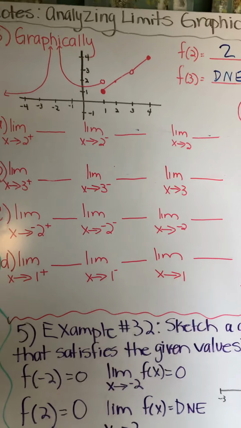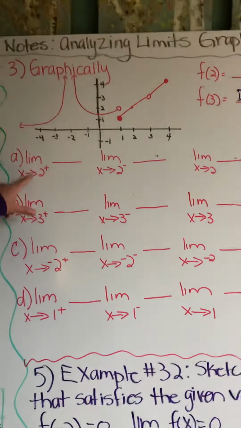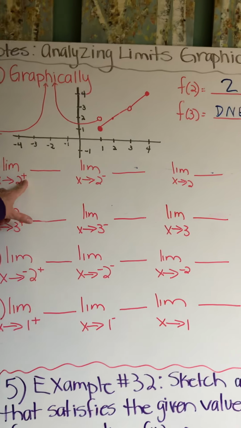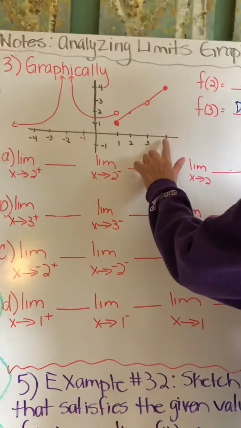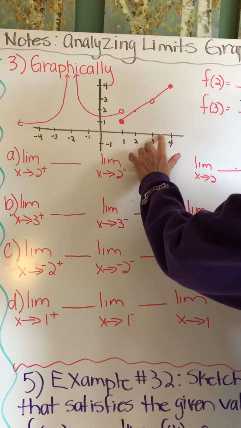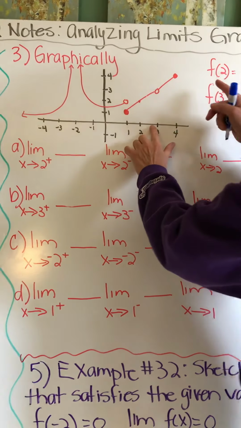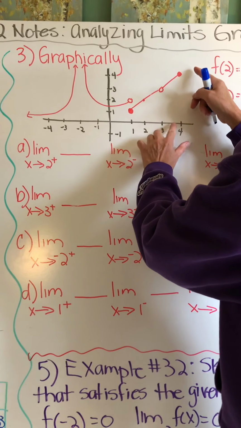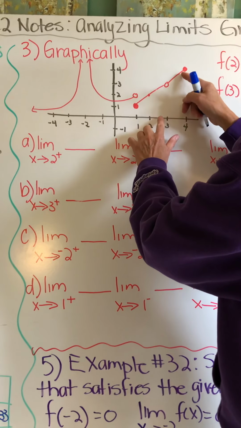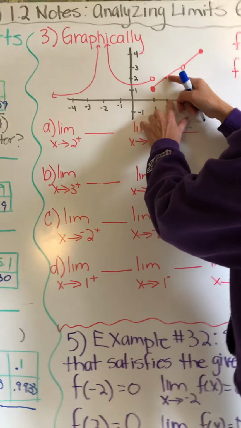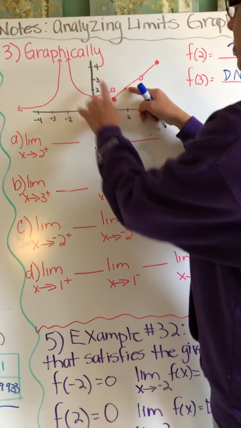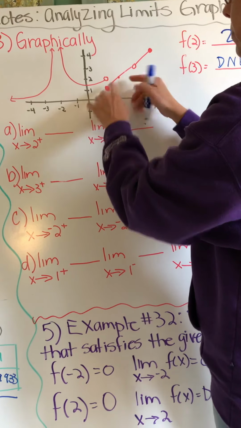Let's evaluate some limits. Okay, so let's evaluate the limit as x approaches 2 from the right. So I am going to approach 2 from the right. Right here, I'm moving towards 2 horizontally. And what I'm going to do is just follow the value of the function as I move horizontally. So as I approach 2 from the right, notice that the function value is approaching a y value of 2.